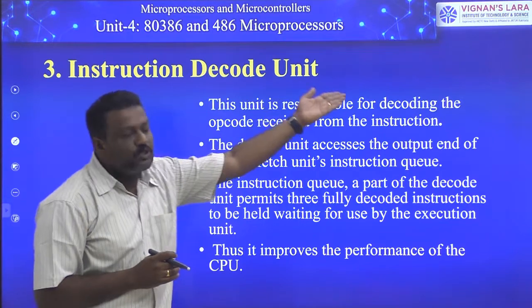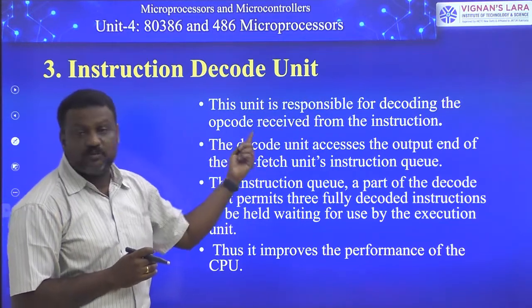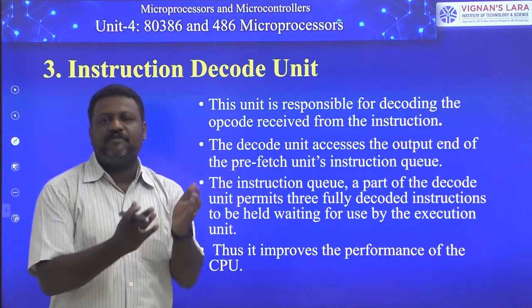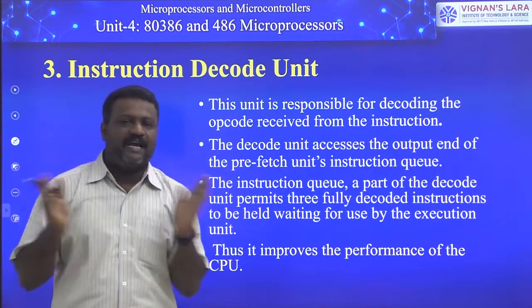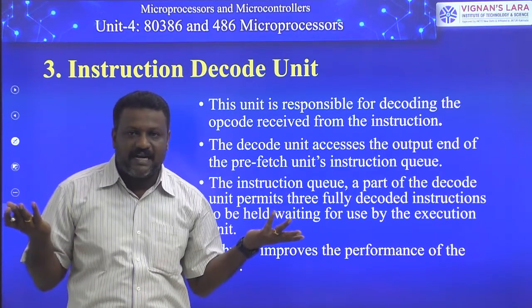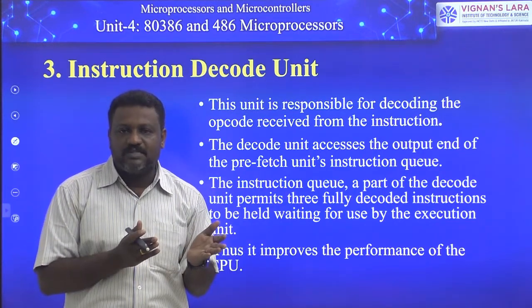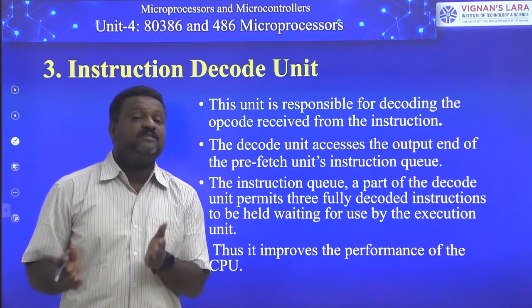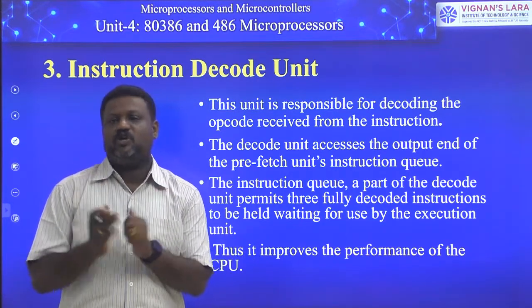This unit is responsible for decoding the output received from the instruction. So what was the instruction I was receiving from my code prefetch unit? That instruction must be decoded. In the decoding process, I have to identify what my operation code was. That indicates what my operation and what my operands are. That means the operation is performed on which operands.